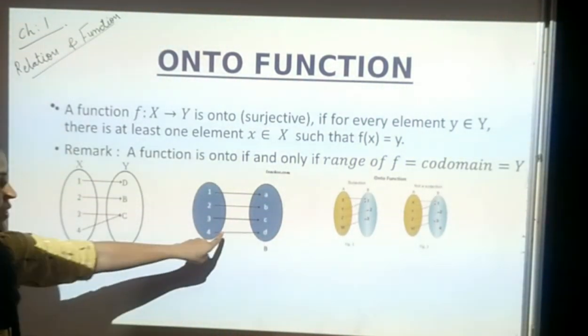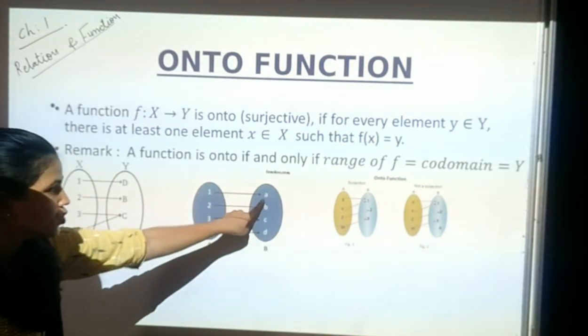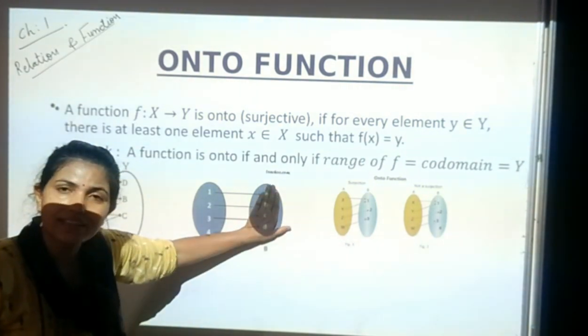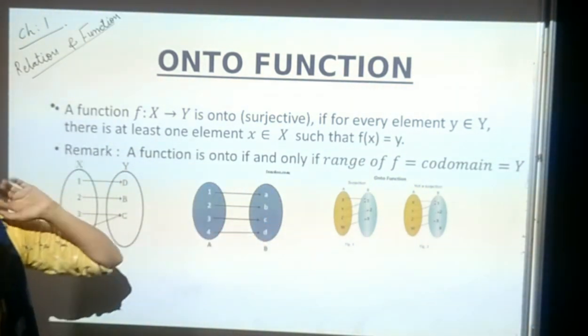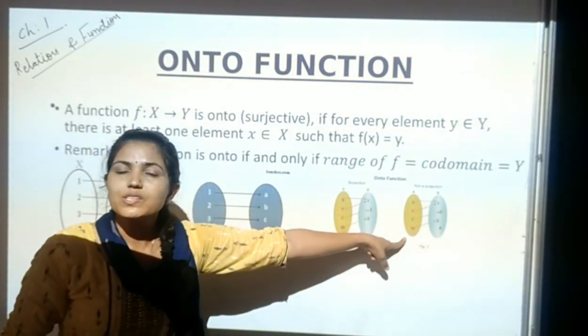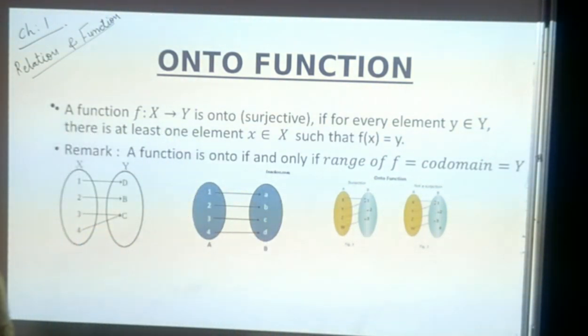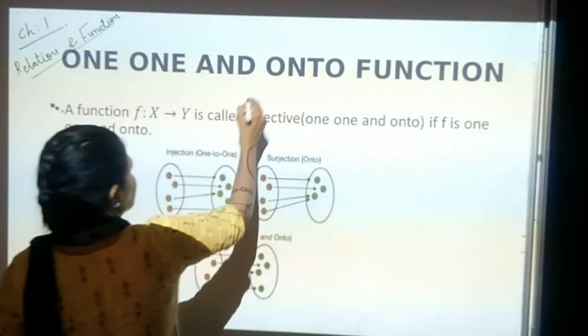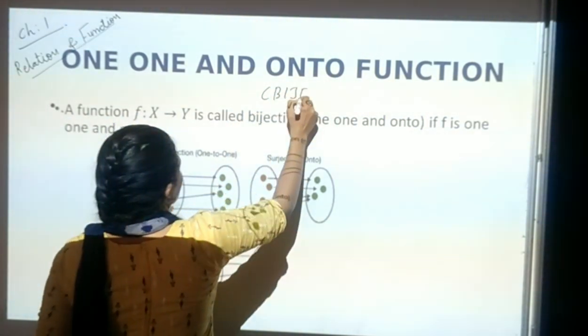What is 1-1? This is called 1-1. 1 to 1, 1 to 1. Onto: for every element of y, there exists some element of x. So this is onto, not onto. Understood? So this is 1-1 and onto function. Next, 1-1 and onto function. That means a bijective function.